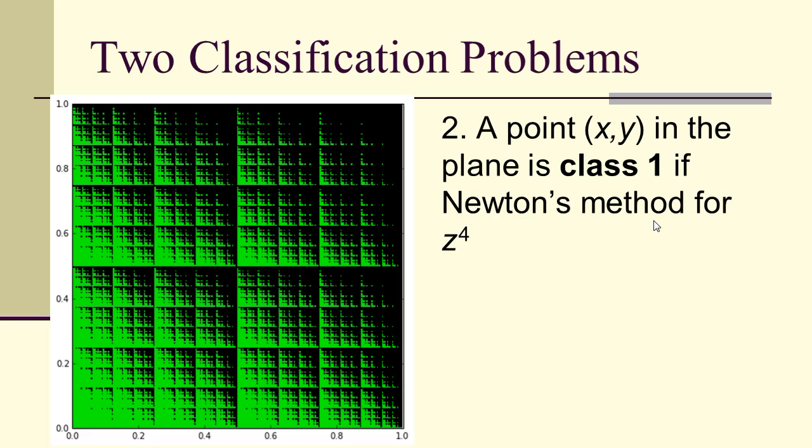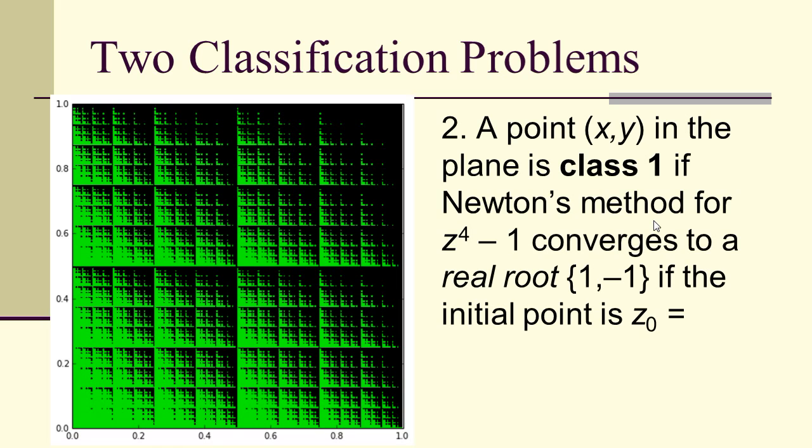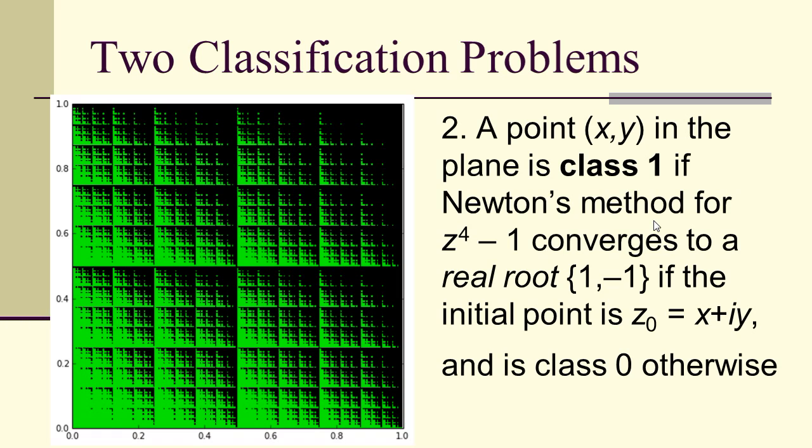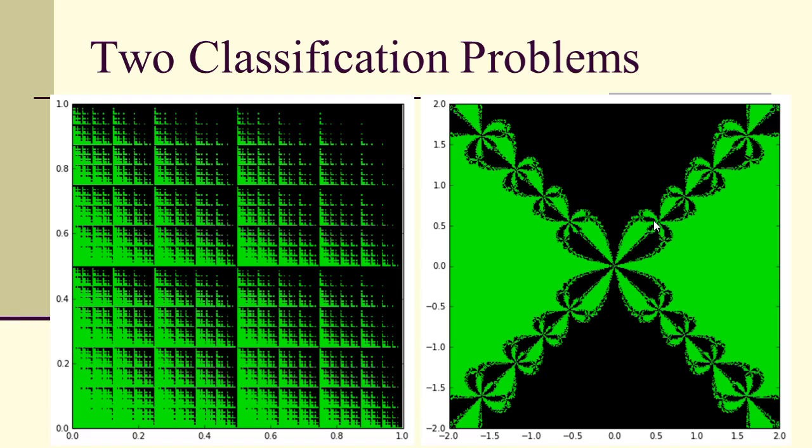Likewise, if we had a classification problem where a point is in class 1 if Newton's method for z to the fourth minus 1 converges to a real root, given an initial point z0 equals x plus iy. So in other words, the point xy is class 1 if x plus iy as z naught causes Newton's method to converge to a real root. Otherwise, it's class 0. And now we see what's called a fractal basin boundary.